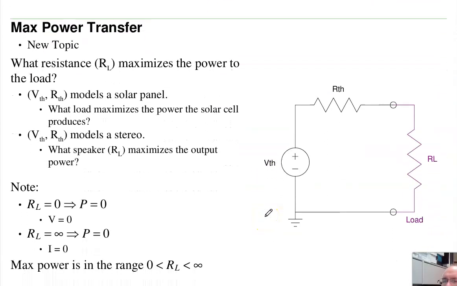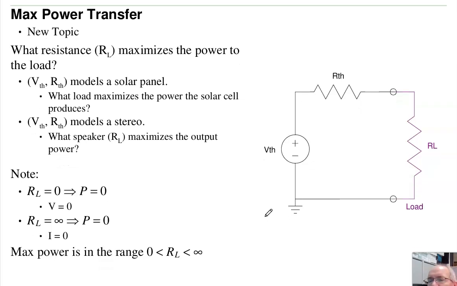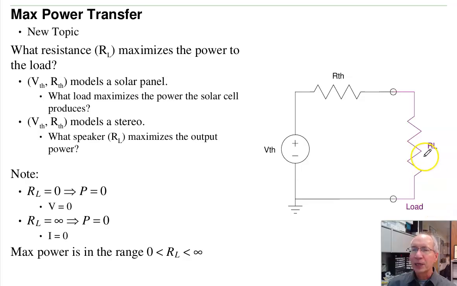Next part of the lecture. Suppose I've done a Thevenin equivalent. What resistor maximizes the power to the load? An application is if this is a solar panel, the solar panel has an open circuit voltage, short circuit current, meaning Thevenin impedance. If this is a solar panel, how much power can I pull out of the solar panel? What load maximizes the power?